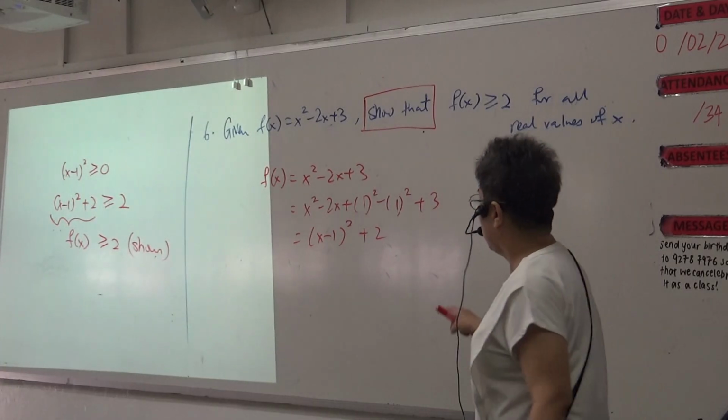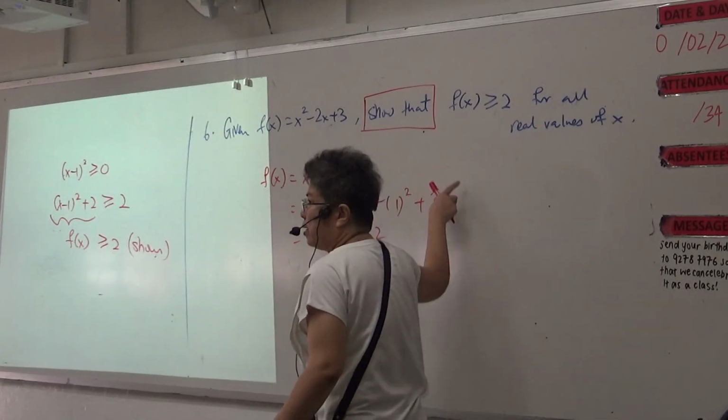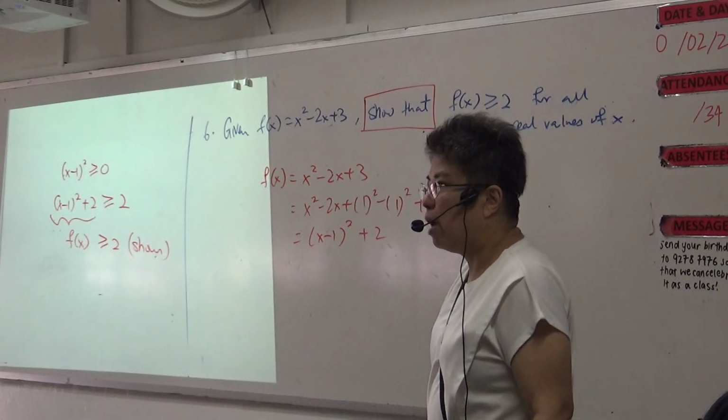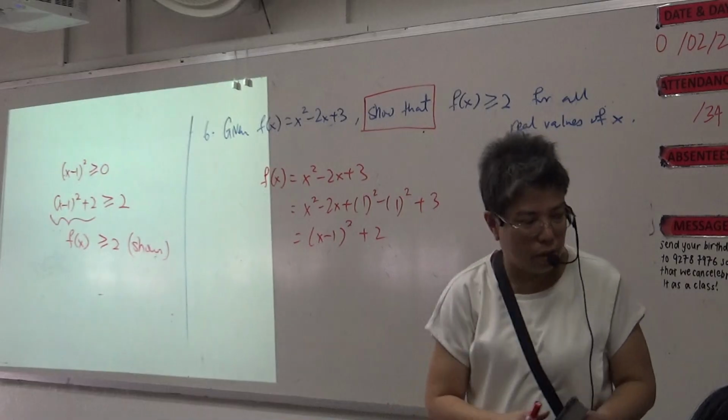Understand? You cannot straight away say it is bigger than or equal to 2. You cannot. You are supposed to show. Understand now? Everybody clear now? Okay, good.